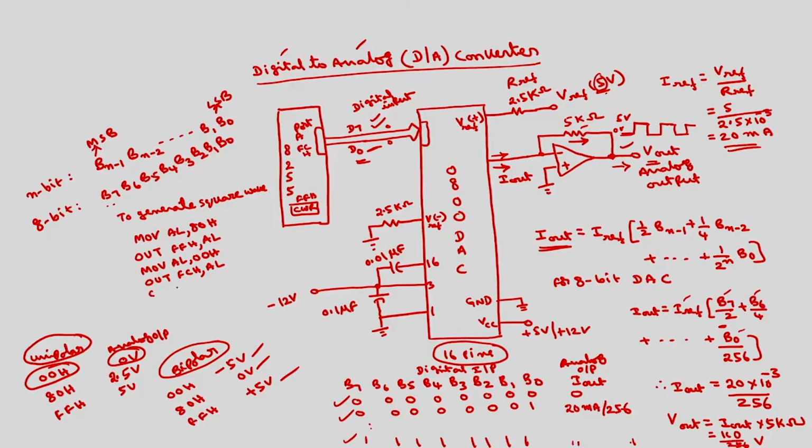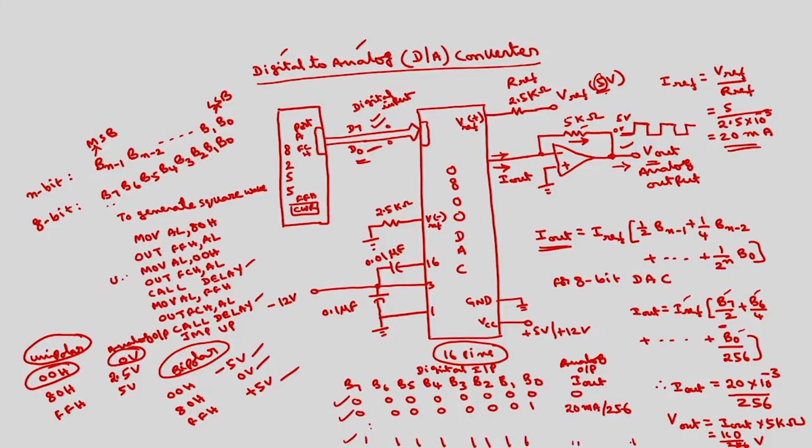Then call delay. This depends upon the frequency of the square wave that is required. Then you make move AL comma FFH, out FCH comma AL, then again call delay, so that these two delays are the same, so that you will get a symmetrical square wave. Then you can write an unconditional jump to up. So this up should be here.